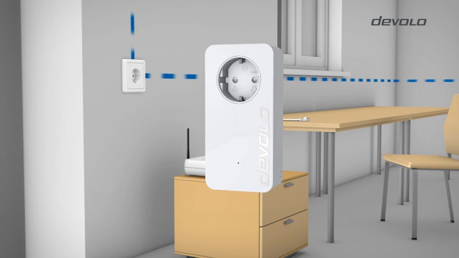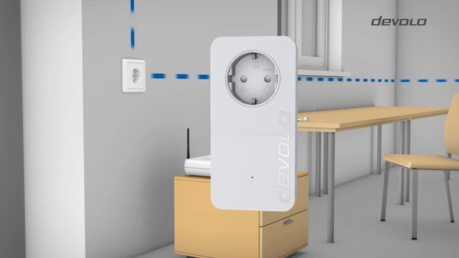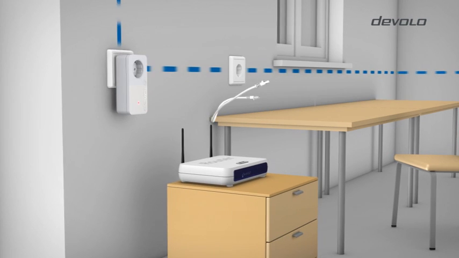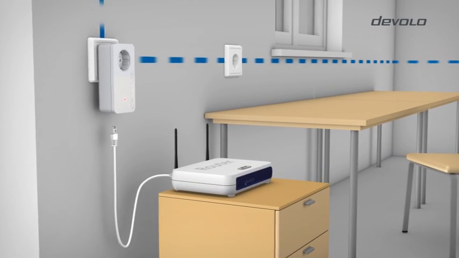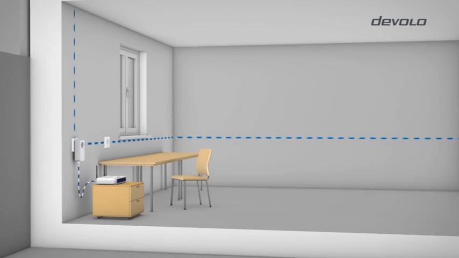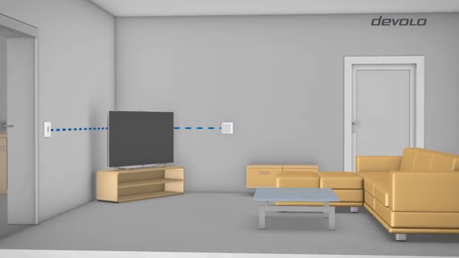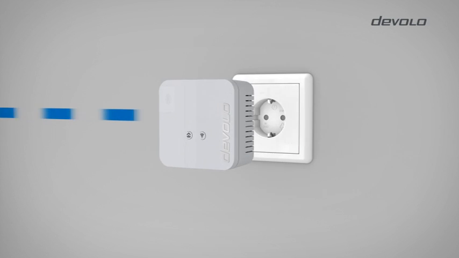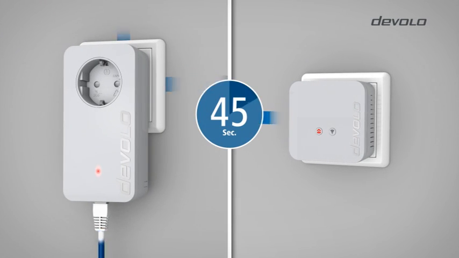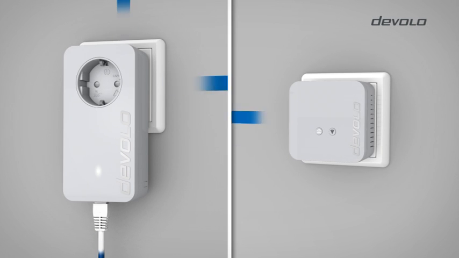Start by plugging the first adapter without Wi-Fi functionality into an electrical socket next to your router and connect both with the provided Ethernet cable. Then, plug the second adapter with Wi-Fi functionality into the desired wall socket. Both adapters are ready for use after approximately 45 seconds. This is indicated by the dLAN and the power LEDs being continuously lit.